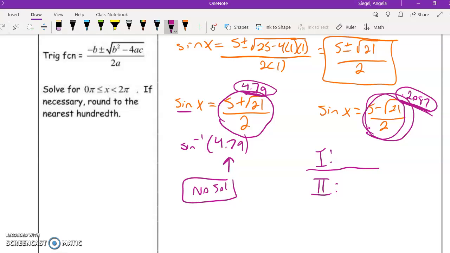So when I simplify this, I'm going to get sine inverse of this. And when I type that in my calculator, I end up getting about 0.21. So x equals 0.21. And then, sorry, it's in quadrant 2 as well. So I'm going to say pi minus 0.21. And that ends up being 2.93.